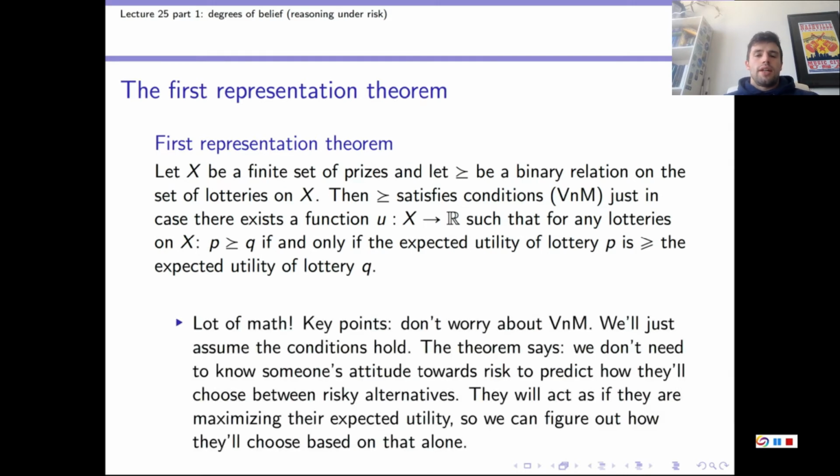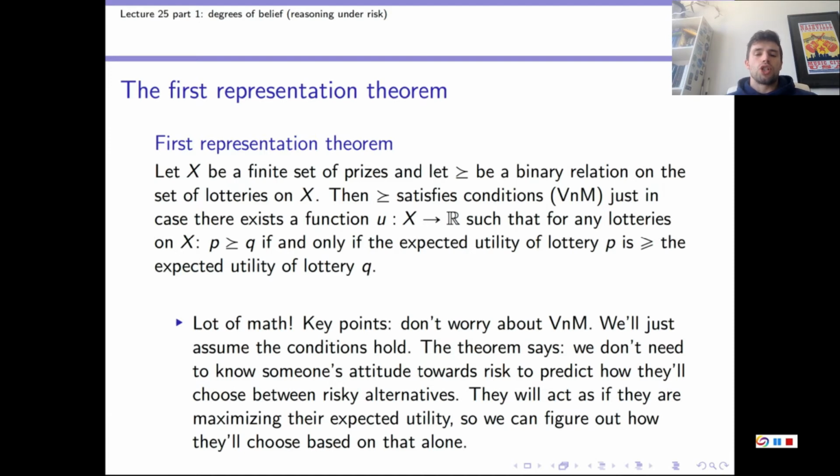Now, there's a lot going on here. VNM is a list of conditions that your preferences have to satisfy in order for the conclusion of this theorem to go through. VNM stands for von Neumann and Morgenstern, to whom these conditions are usually credited. Now, we won't be concerned with what the conditions are in this course, so you won't have to know them for assignments or tests, and we're just going to assume they hold in all the examples that we look at.